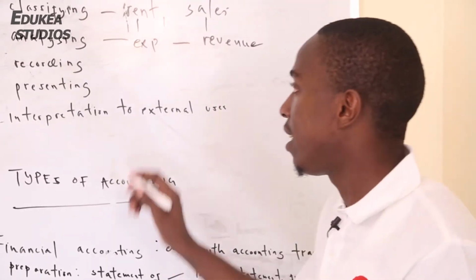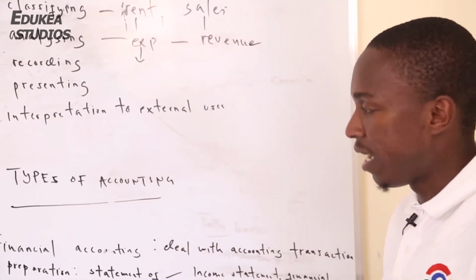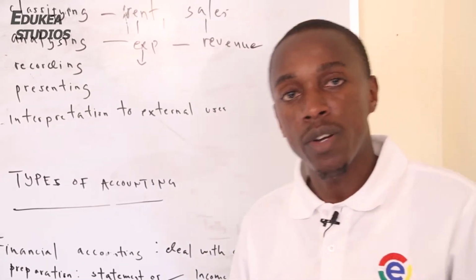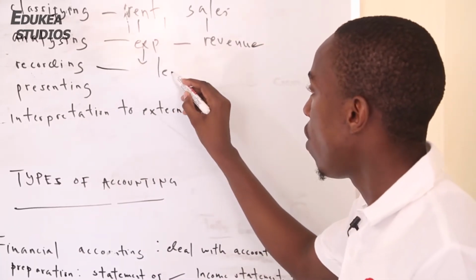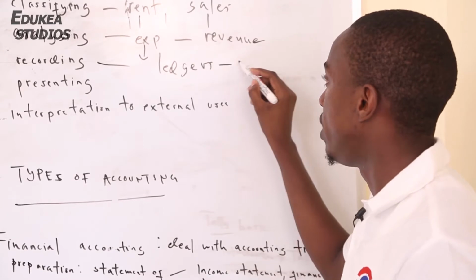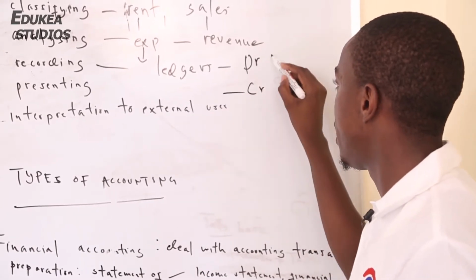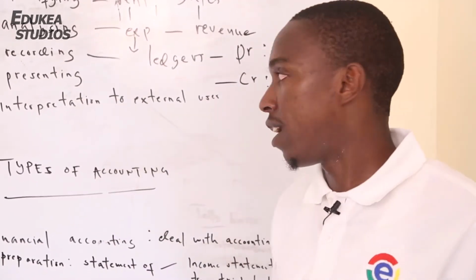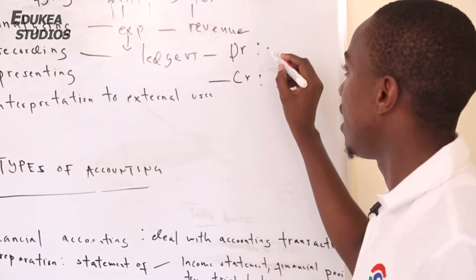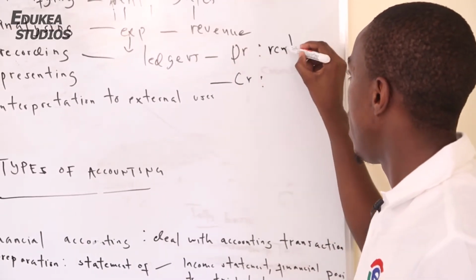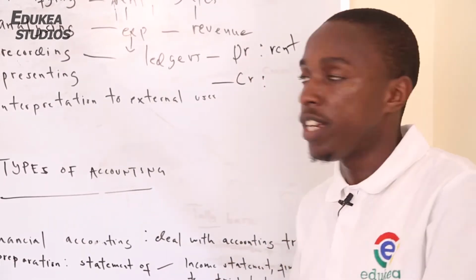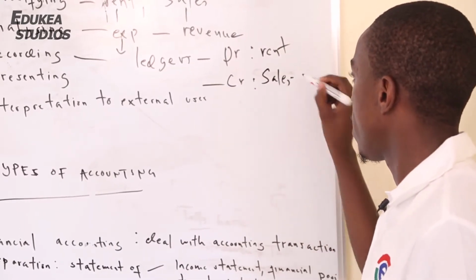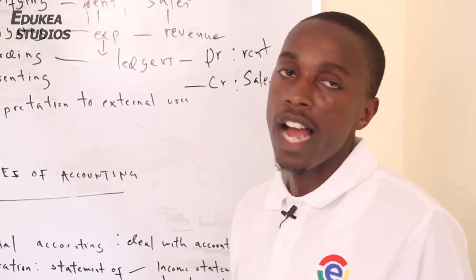The third part in accounting is recording. Now I need to understand, if this is an expenditure, on which side I'm going to record it and in which ledger I'm going to record it. In the recording part, we have something called ledgers, which have a debit side and a credit side. I need to understand at which part my transactions fall when recording. For example, expenses have the nature of debit, so rent can be debited, corresponding to cash or bank. How about the sales? This is the revenue. It falls on the credit side, corresponding to the cash which I have, okay?